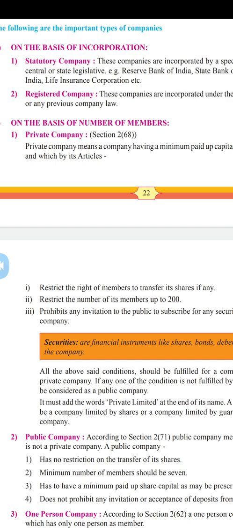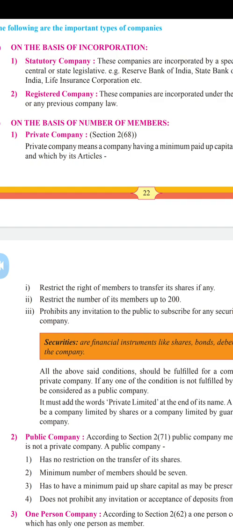Then the third type of company is on the basis of liability of members. There are also three types that come under this head: first is company limited by shares, then company limited by guarantee, and third is unlimited liability company.